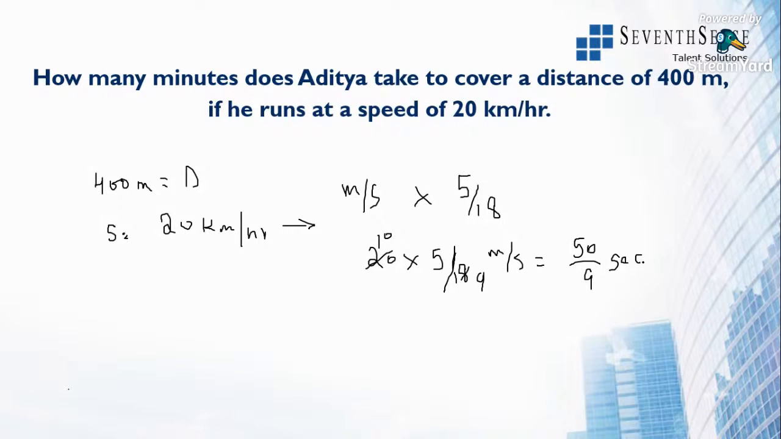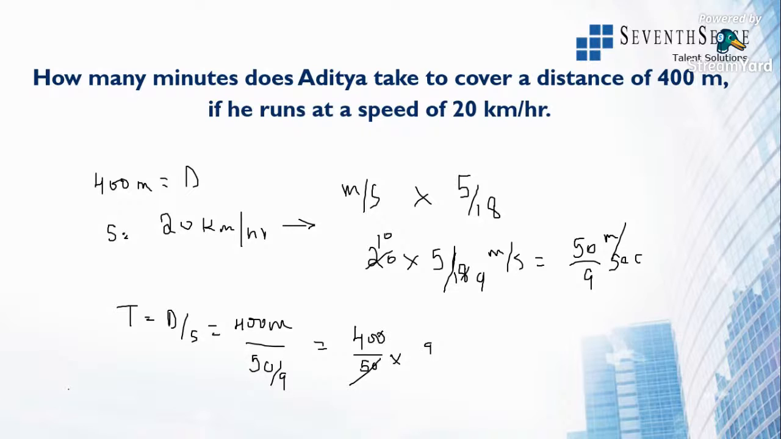So now we have got this in meter per second. Now we need to find out the time. So time again is distance by speed. Distance is 400 meters divided by 50 by 9. So this is nothing but denominator of a denominator goes to numerator. So it becomes 400 into 9 by 50. So 50 into 8 is 400, and 8 into 9 is 72 seconds.